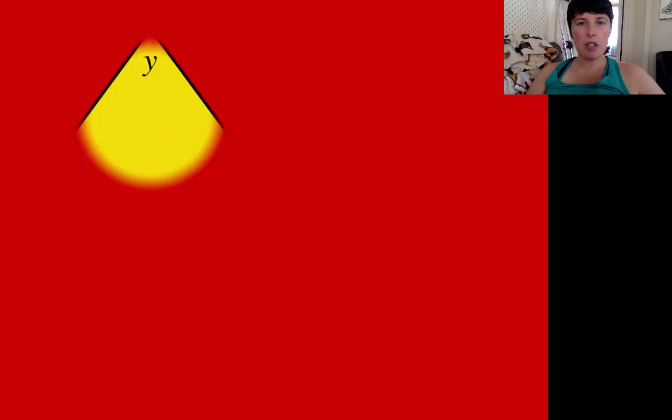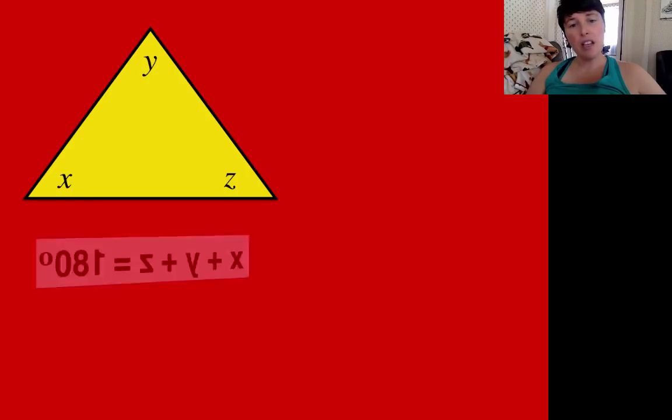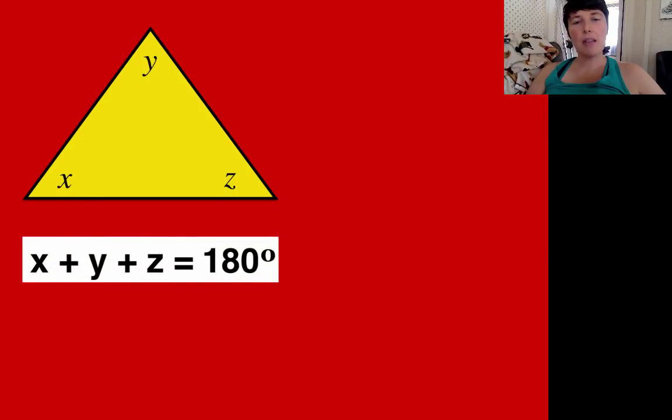Alright guys, we're wrapping up the video here. So a big takeaway from this short video was that inside a triangle we have 3 angles, and those 3 angles add up to 180 degrees every single time. So x plus y plus z has to equal 180, which helps us solve a lot of different problems.